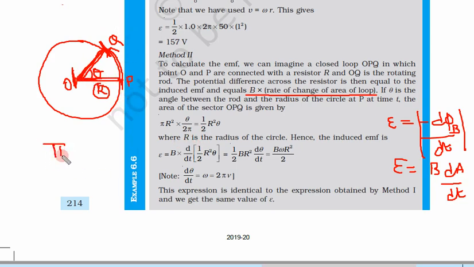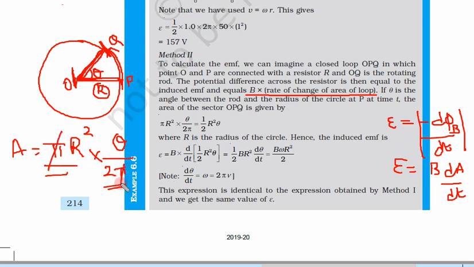The total area of the circle is pi r square, that we know. But this is a smaller area. The total rotation for a circle is 2 pi, and we have rotated only theta. Suppose we have rotated a complete 2 pi, then the area covered will be pi r square, but we have rotated only theta. So theta upon 2 pi into pi r square.